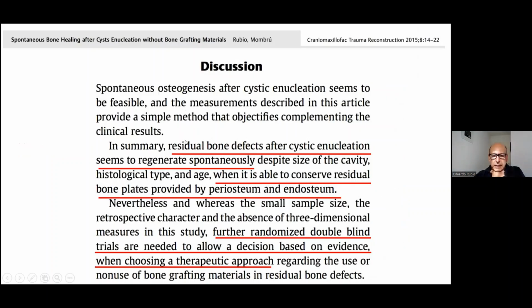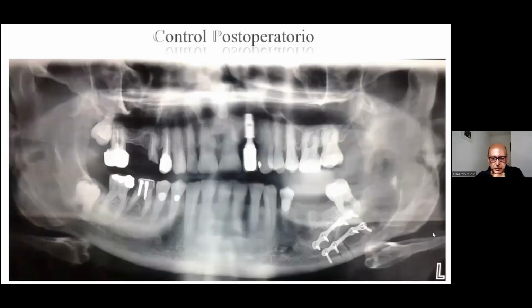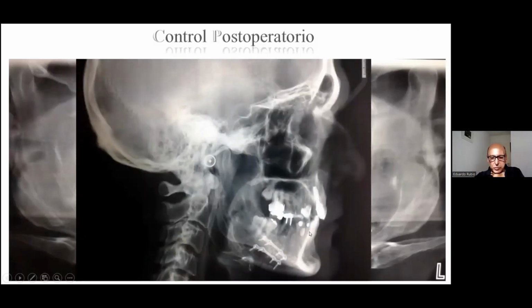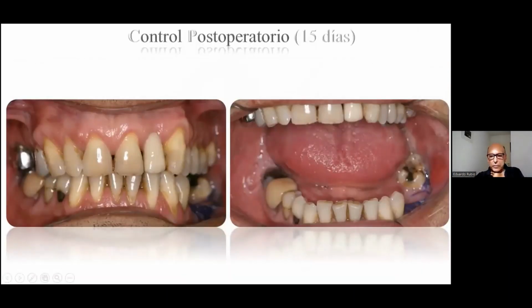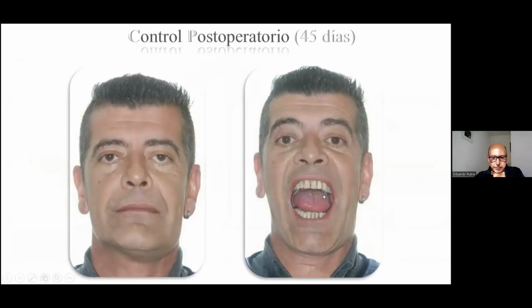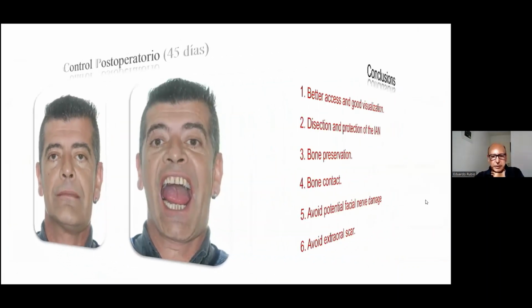So if you have a residual bone defect, but you have bone from both sides, buccal and lingual, you can put nothing inside and you obtain a good result. This is the principle of using this technique for treating this kind of pathology. This is the 45 days after surgery control.